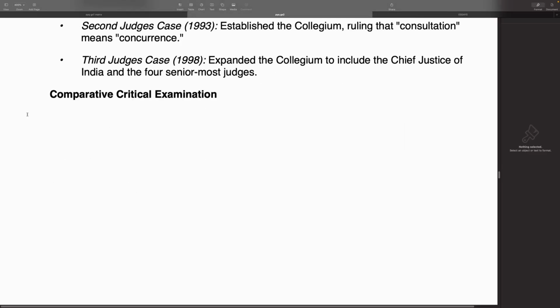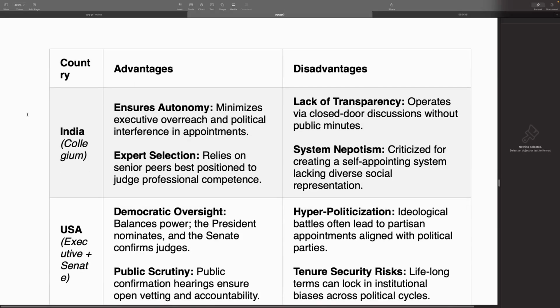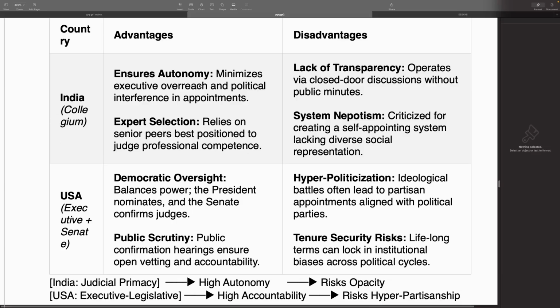Comparative critical examination. Countries like India, USA, and advantages and disadvantages. What is the advantage of collegium in India? It ensures autonomy, minimizes executive overreach and political interference in appointments. Expert selection, relies on senior peers best positioned to judge professional competence.